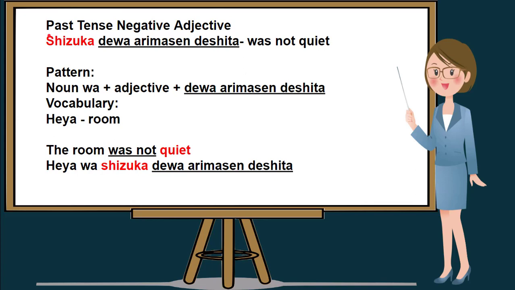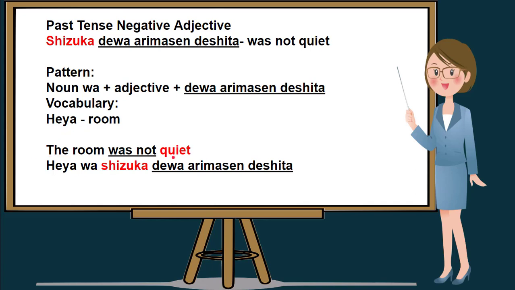Another example is the use of past tense negative adjective. This time, to make it a past tense negative adjective, we use dewa arimasen deshita, which means was not, and quiet, which is Shizuka. Take note that we didn't use na following the Shizuka. Shizuka dewa arimasen deshita means was not quiet. Following our pattern, which is noun wa plus adjective plus dewa arimasen deshita, we will also be using heya, which means room. Our sentence will be, the room was not quiet.